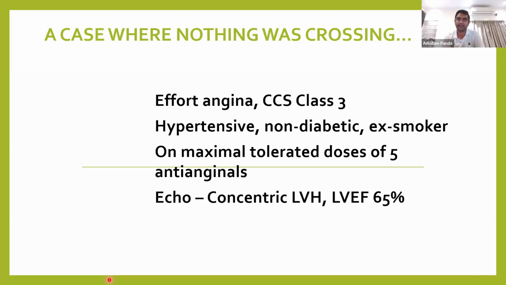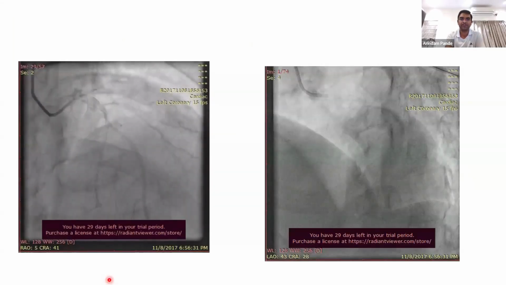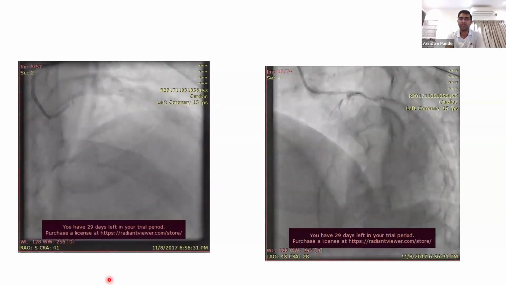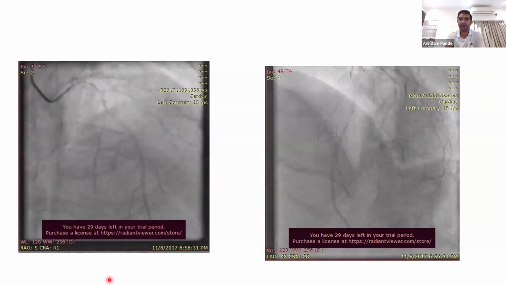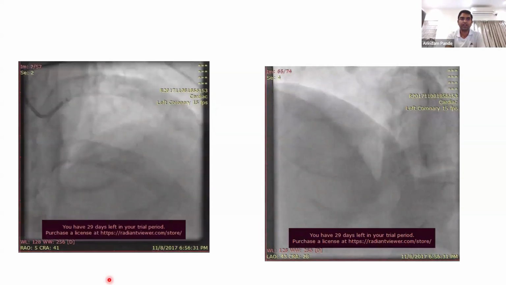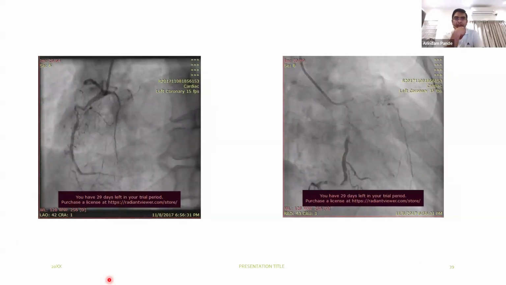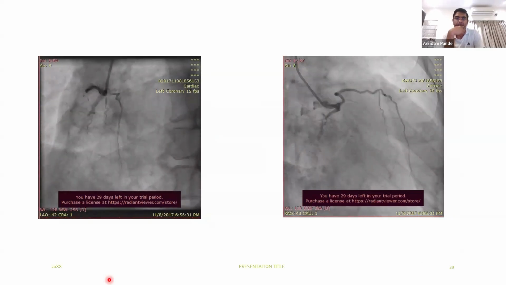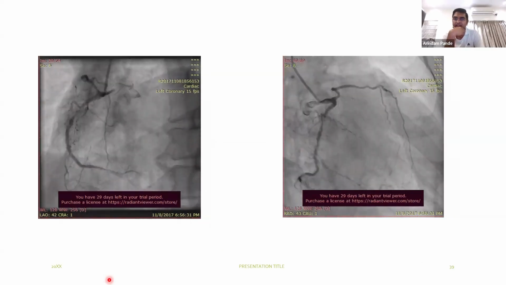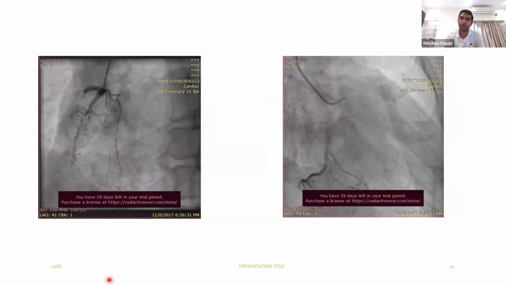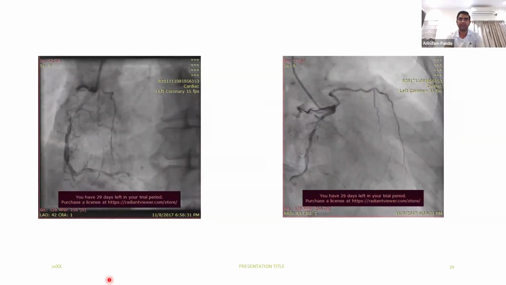Again, a very significant angina patient, symptomatic despite using 5 anti-anginals, normal ejection fraction, concentric LVH. This was the left system, minor plaque. But you can see a retrograde. And RCA was totally occluded with bridging collateral. Good part about the story, the CTO segment was not very long. We thought we'll open it.